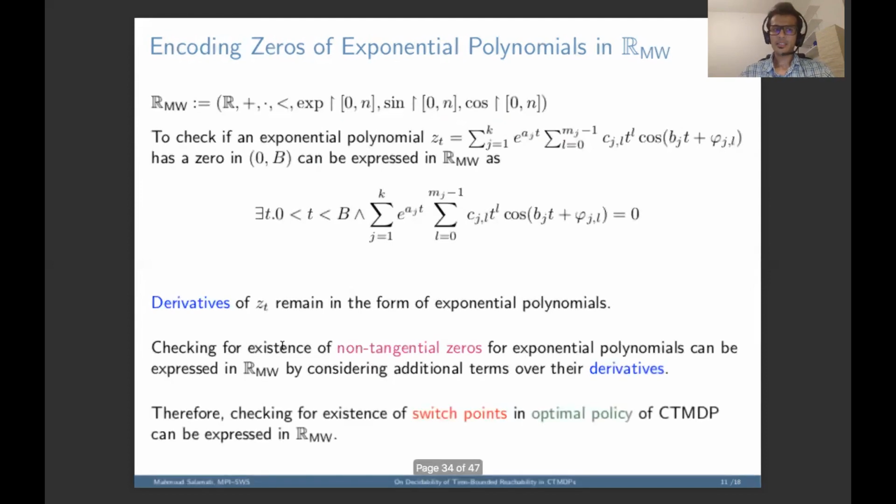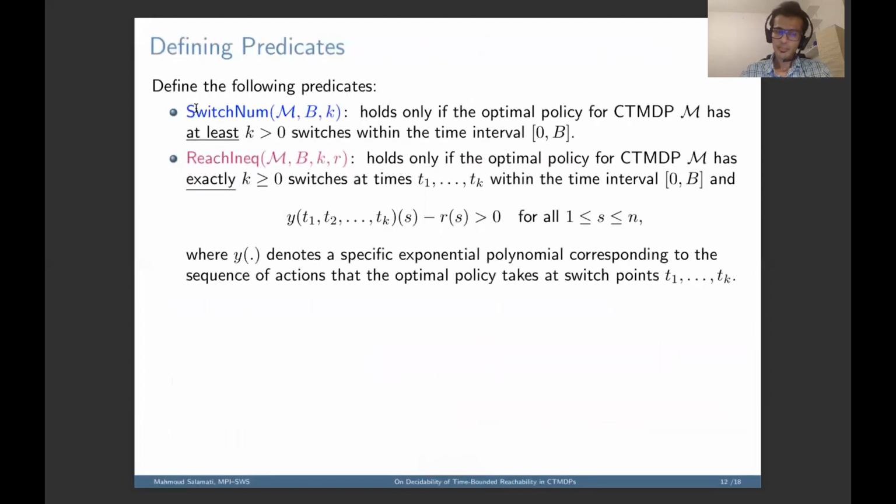And this also means that we can check for existence of switch points for optimal policy of a given CTMDP in the theory that is stated here. So the theory of reals, when it's augmented with exponential, sine and cosine functions over finite intervals. Now let's continue with defining two rather general predicates.